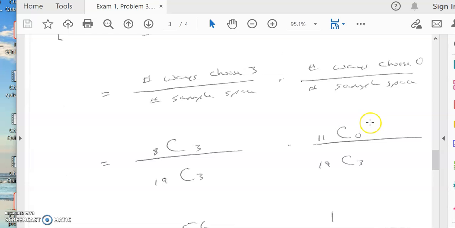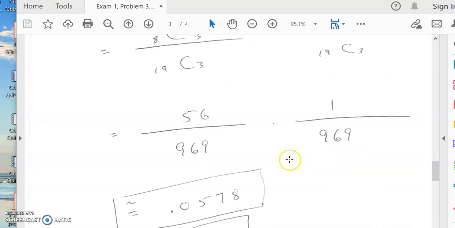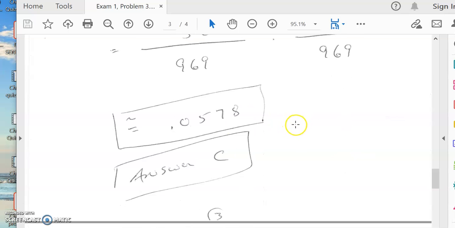Over here we have the number of ways to choose 0 men. So it's 11 men. I'm choosing 0 of them. And then in the denominator is the same thing. It's the sample space number. Okay, so these are the numbers I get on my next page. So I crank those out, put it on my calculator, and this is what I get.